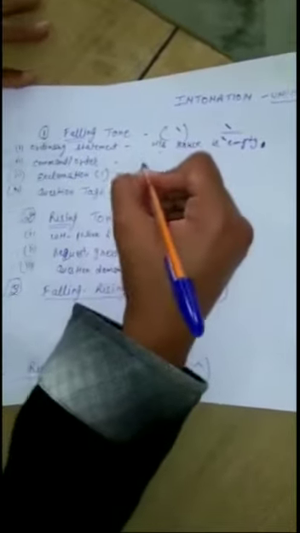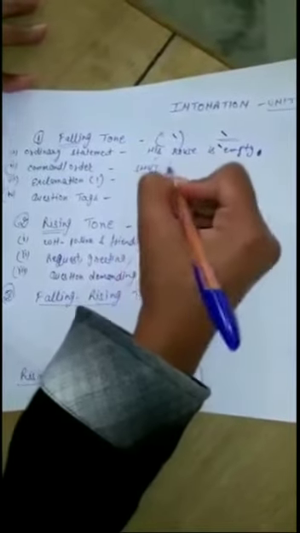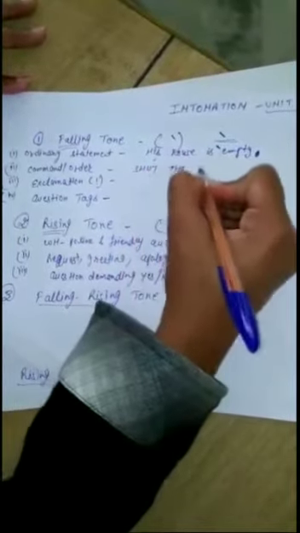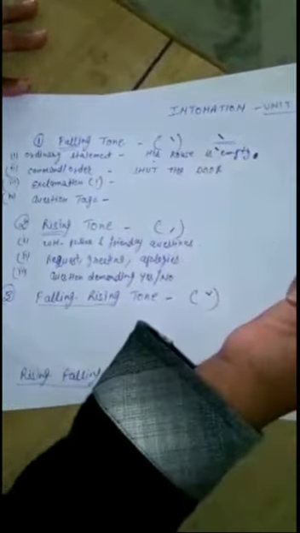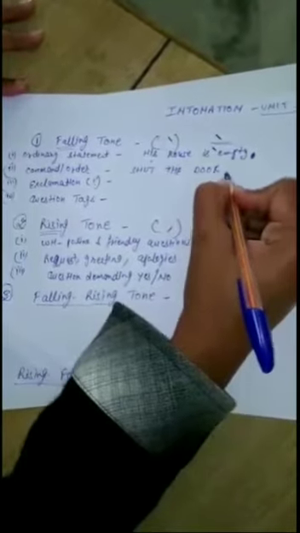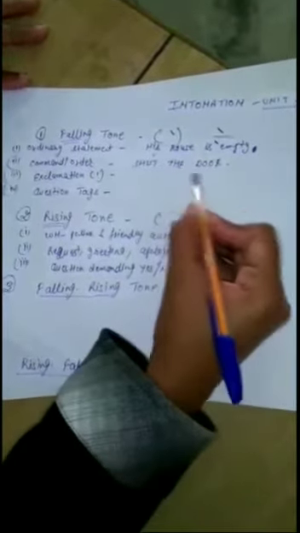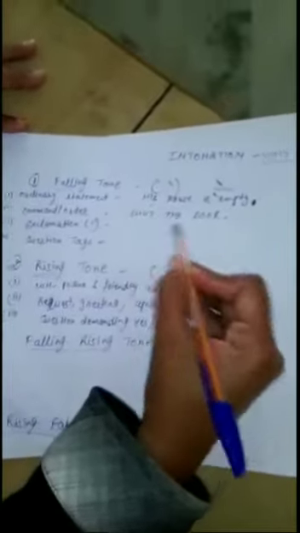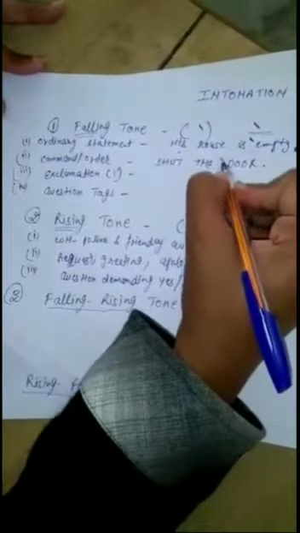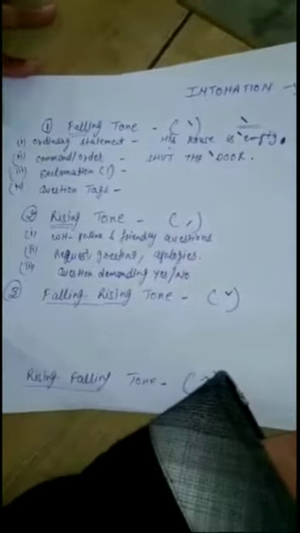Next, command and order. Let's say the sentence is shut the door. This is a command and order. Such sentences are either command or order. So let's say we have such a sentence in the exam, shut the door. So you have to put a falling tone here, and that's the way you will get 1 mark.